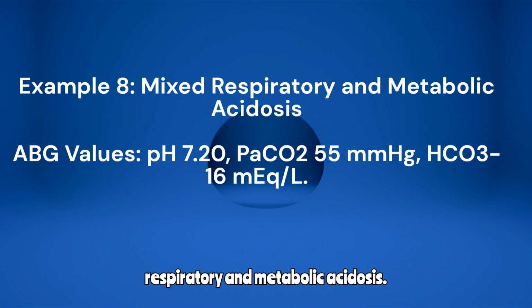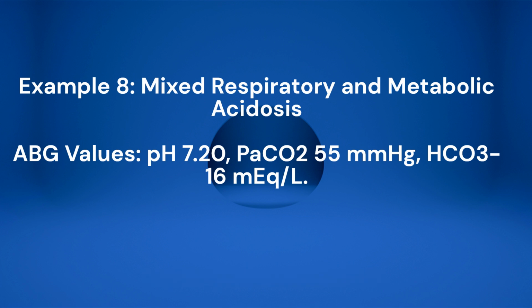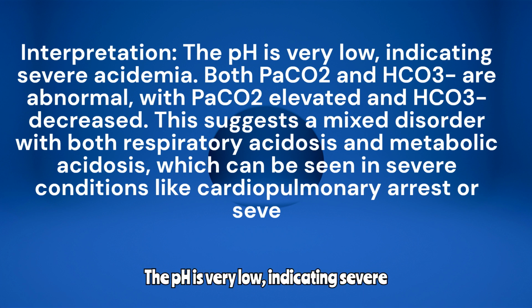Example 8, mixed respiratory and metabolic acidosis. ABG values: pH 7.20, PaCO2 55 mm of mercury, HCO3 16 milliequivalent/L. Interpretation: the pH is very low, indicating severe acidemia. Both PaCO2 and HCO3 are abnormal, with PaCO2 elevated and HCO3 decreased. This suggests a mixed disorder with both respiratory acidosis and metabolic acidosis, which can be seen in severe conditions like cardiopulmonary arrest or severe sepsis.